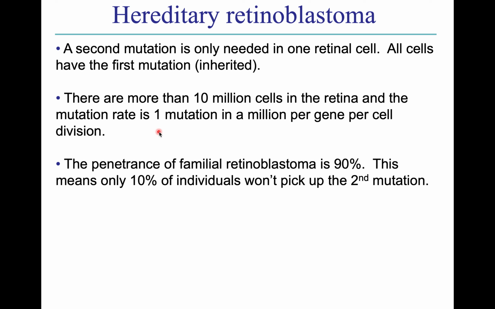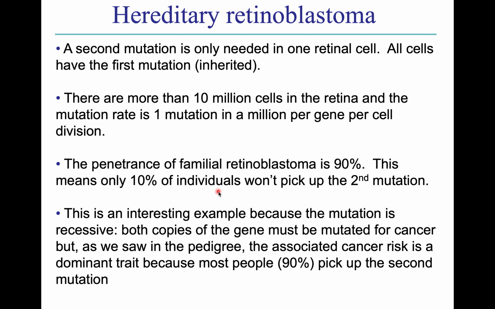And if we do a little math here, I haven't done the math, somebody did this math. There's estimated to be about 10 million cells in the retina. Mutation rate is thought to be about one mutation in a million per gene for each cell division. And what that works out to in the real world is if you had inherited one mutated copy, there's now a 90% chance that the second copy is going to become mutated in at least one of those cells in the retina. And as we see, because this is usually a childhood cancer, it's in fact a pretty high chance that that's going to happen pretty early in your life as well. So only about 10% of individuals don't pick up the second mutation.